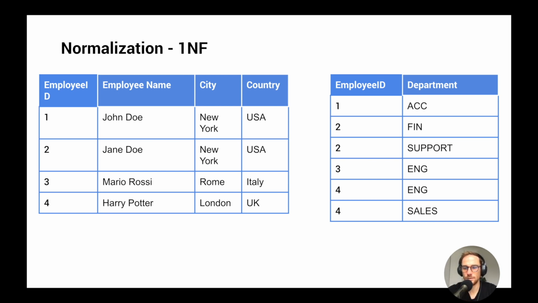The second rule is that all non-key attributes must depend only on the primary key. Here we see that in this new table that we created, the department attribute doesn't just depend on the employee ID, so we have to change this. The idea is to create a new table where we have the department name linked to a department ID, and then the employee ID linked to a department ID. So we're going to split this table again.